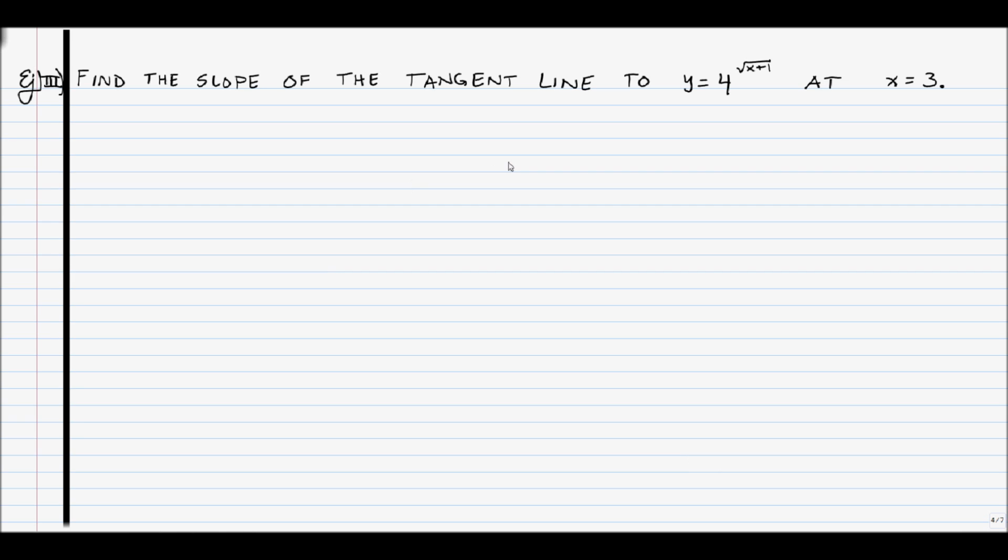Well, as I said before, we've really got two options here. We could go through, just like I did in the derivation, and use the fact that this is really e to the ln of 4 times something power, or we could use log differentiation.